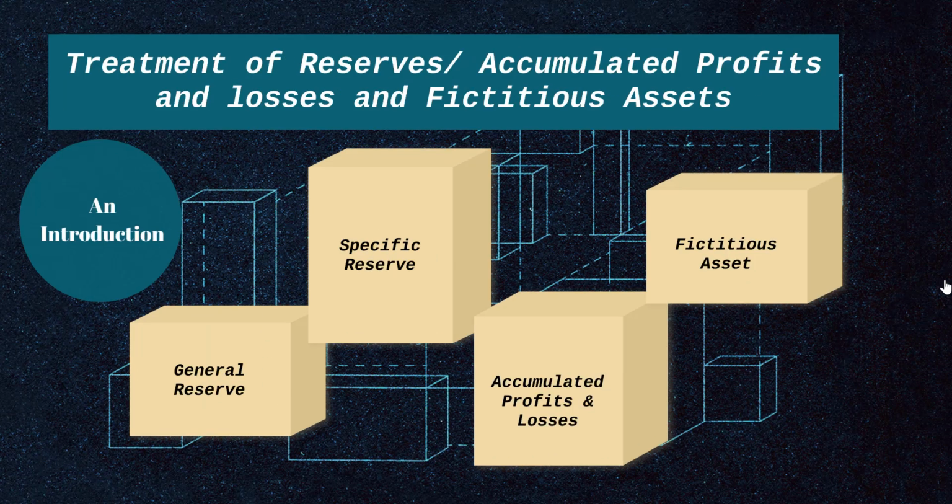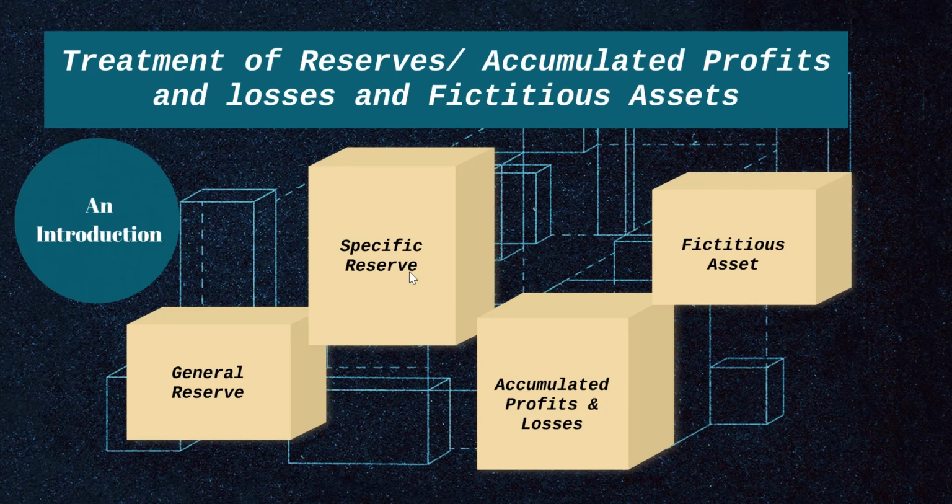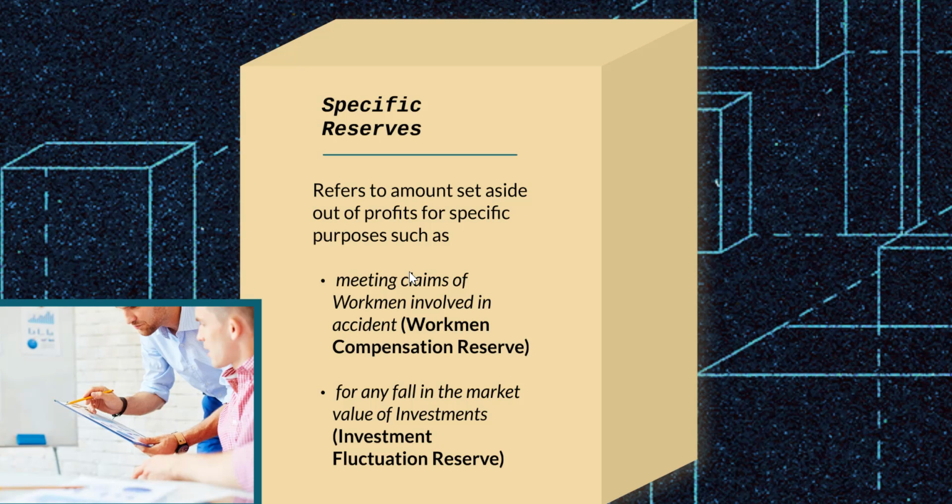Let's go into what is specific reserve and see the examples of specific reserve. Now, specific reserve is also the amount which is set aside out of profits. But this amount is set aside out of profits for specific purpose. It could be meeting the claims of workmen in a factory who are involved in an accident, and a reserve for this purpose is referred to as workmen compensation reserve.